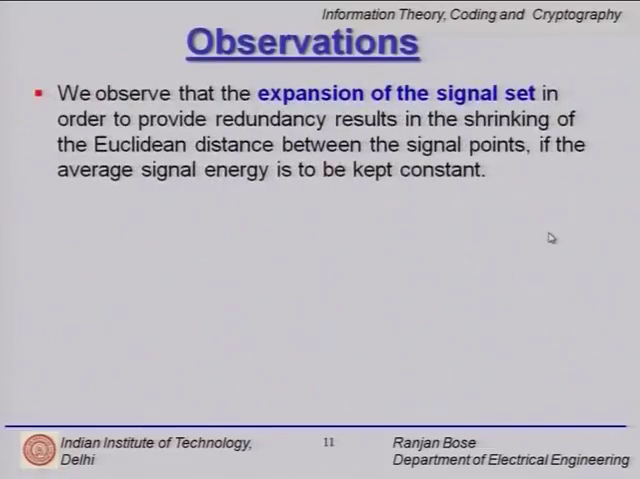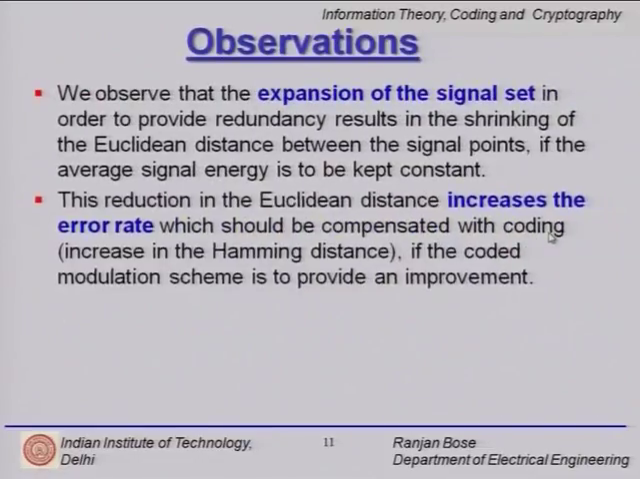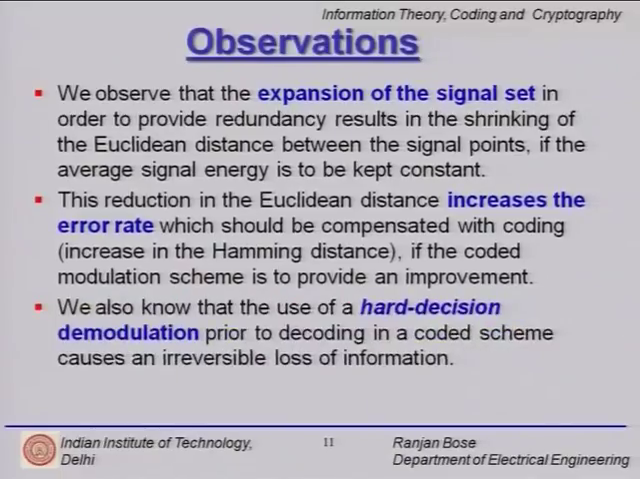So, we make some observations. We observe that the expansion of the signal set in order to provide redundancy results in the shrinking of the Euclidean distance. This leads to an increase in the error rate, which must be compensated with the coding gain, that is the increase in the Hamming distance. We also note that the use of hard decision demodulation prior to decoding in a coded scheme causes an irreversible loss of information.